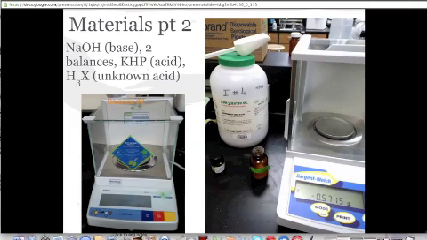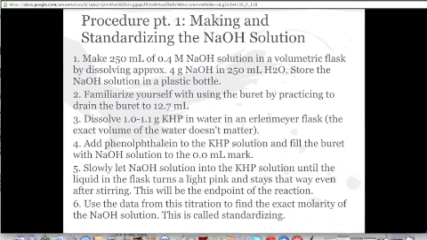And for more materials, we used two different balances with differing numbers of significant figures. We also used sodium hydroxide, KHP, and H3X, which was our unknown acid.